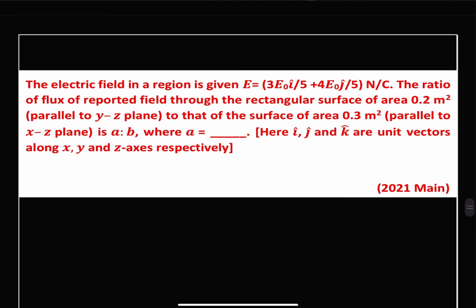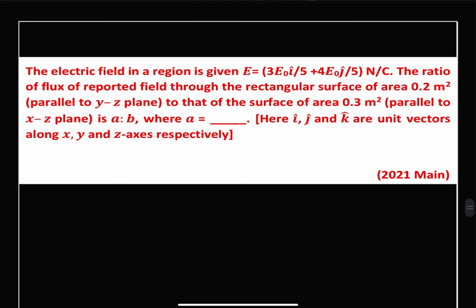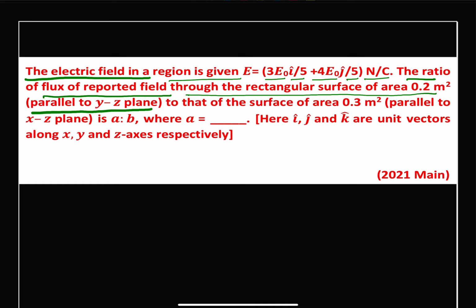We are given the electric field in a region is given as E is equal to 3 E naught I divided by 5 plus 4 E naught J divided by 5 Newton per Coulomb. The ratio of the flux of the electric field through a rectangular surface area of 0.2 meter square, and the surface is parallel to YZ plane, to that of surface area of 0.3 meter square parallel to XZ plane is A is to B.